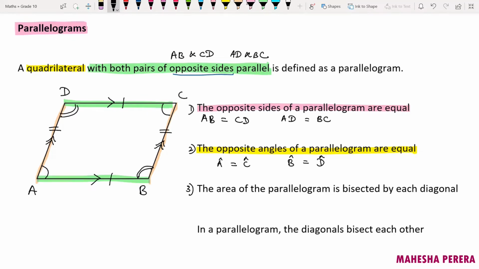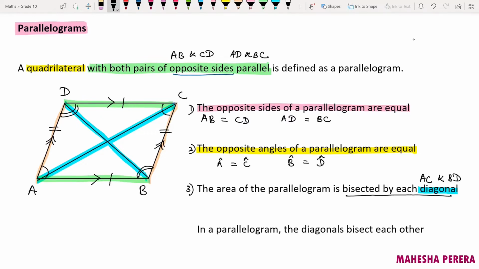Okay, the next point is the area of the parallelogram is bisected by each diagonal. Right, now when we draw the diagonals like this, these are the diagonals of this parallelogram, right? If I name them, it's AC and BD. Now it says area of the parallelogram is bisected by each diagonal.